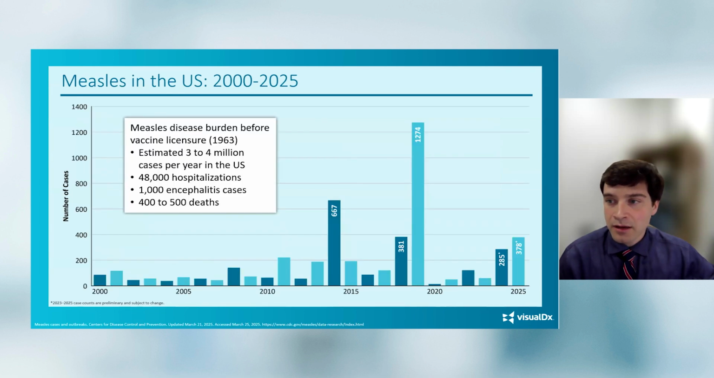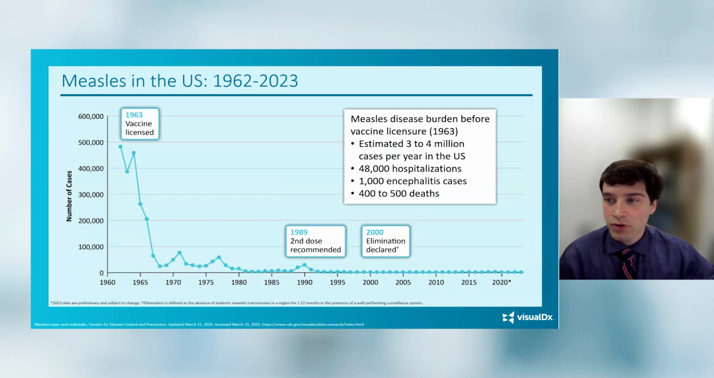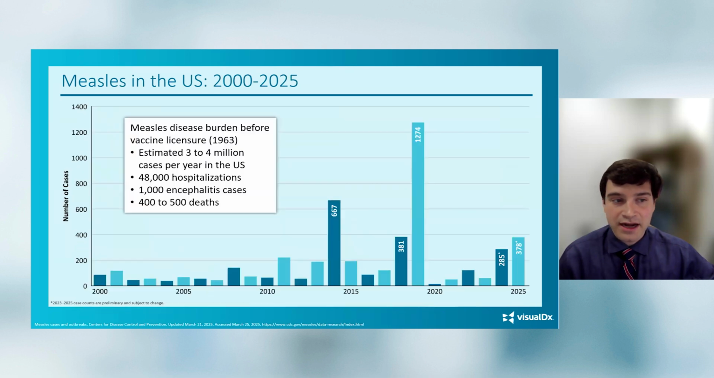If we zoom in on the post-elimination phase, we can see this chart here. I want to highlight, and I'm going to go back to the other slide, the difference in the scale in the number of infections that we're seeing. The y-axis here went up to 600,000 when we include the pre-vaccine era. And now when we look at the post-elimination era, we're looking at a scale of up to only 1,400.